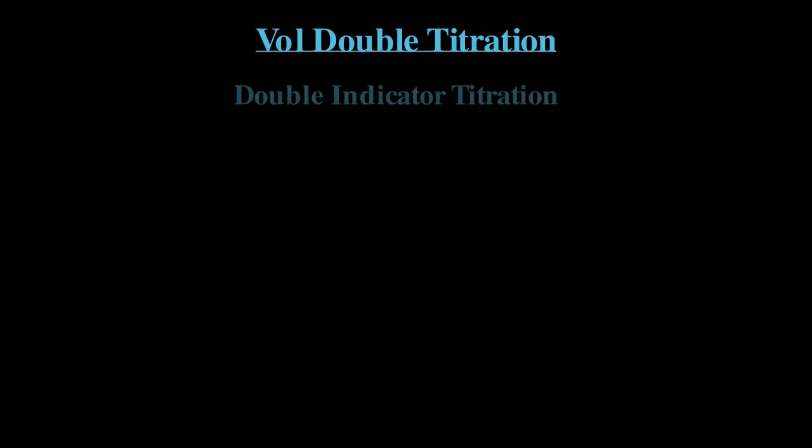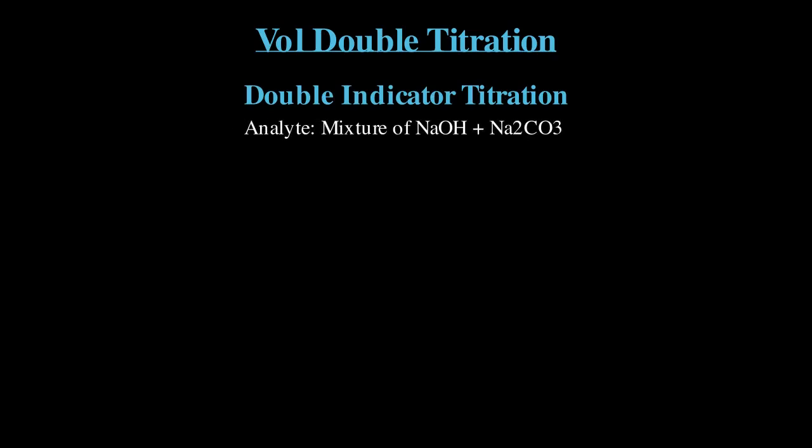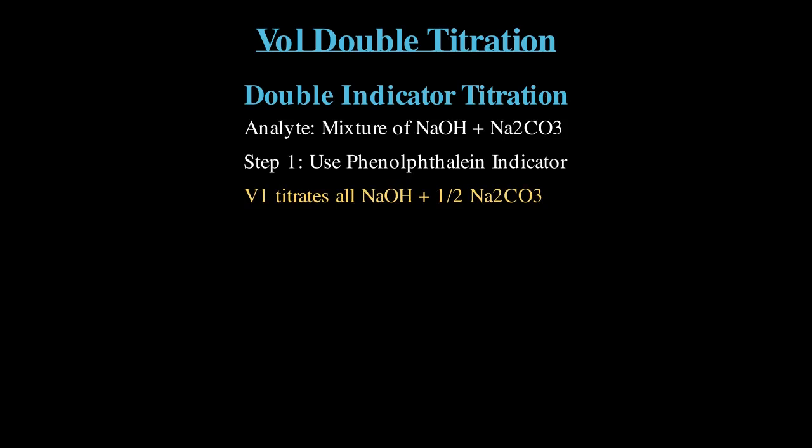Next is the double indicator method, a clever technique for analyzing mixtures, such as a solution containing both sodium hydroxide, NaOH, and sodium carbonate, Na2CO3. First, using phenolphthalein as the indicator, we titrate with the standard acid. This first endpoint, which uses a volume we'll call V1, is reached when all the NaOH is neutralized and all the Na2CO3 is converted to sodium bicarbonate.